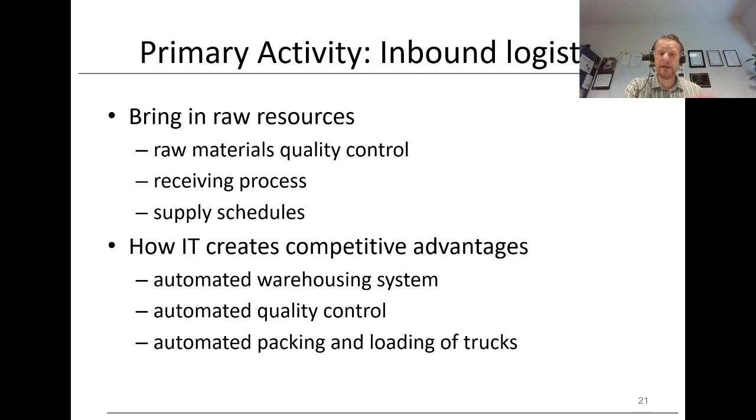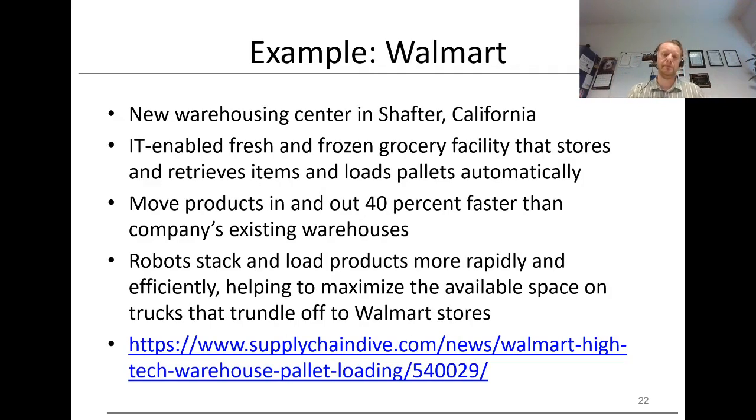I can do automated packing and loading of trucks using robots, for example. And a company that did this was Walmart. Walmart is one of the biggest supermarkets in the world, and one of their strategic or business objectives was that they wanted to focus more on fresh and frozen groceries. It's really very important, like fresh fruits, fresh vegetables, etc. That is also one of their unique selling points.